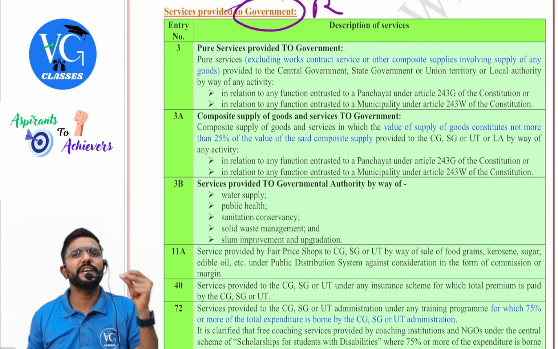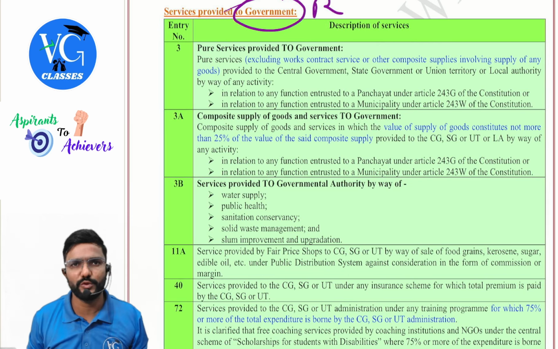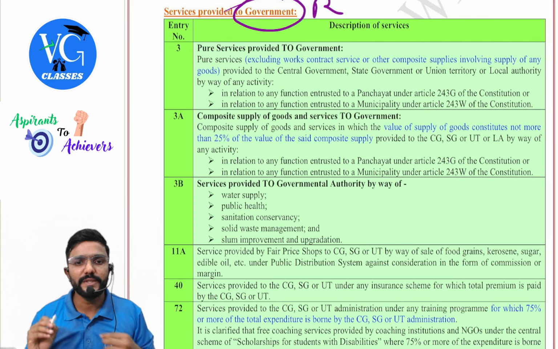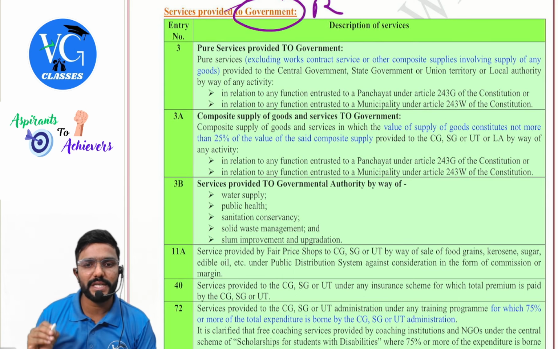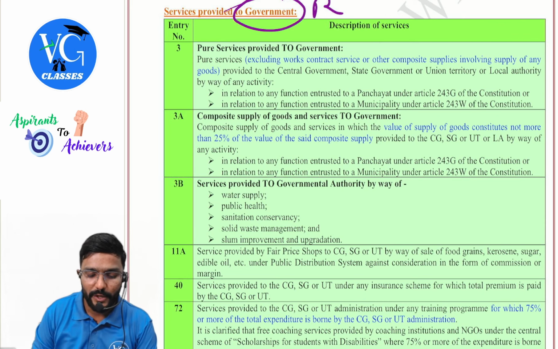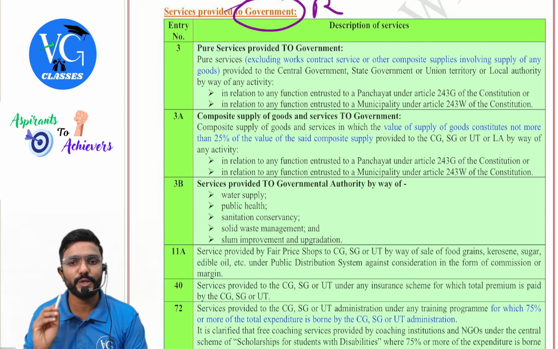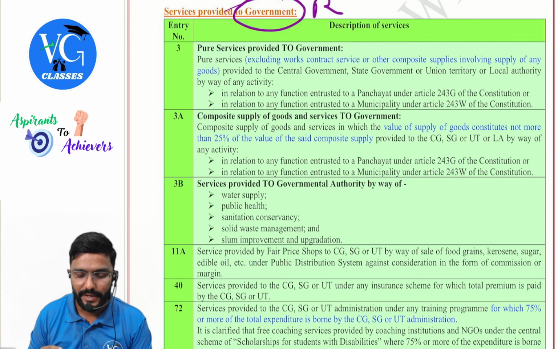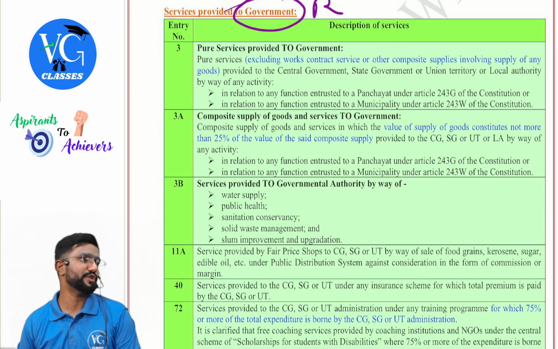Next, 3A. 3 told pure services. 3A is telling, okay, up to a certain amount you can have goods. Composite supply of goods and services to government. Composite supply of goods and services in which the value of supply of goods constitutes not more than 25% of the value of the said composite supply provided to central government, state government or union territory or local authority by way of any activity in relation to any function entrusted to panchayat or municipality under the constitution.